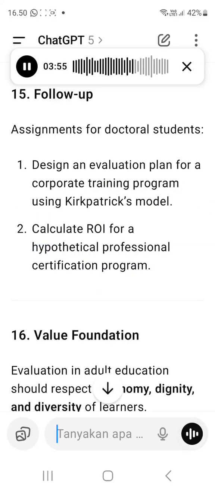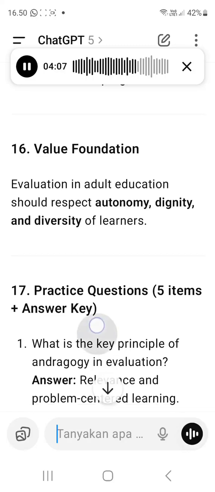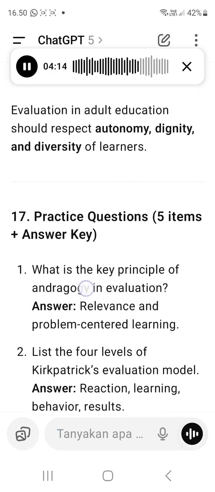15. Follow-up assignments for doctoral students. 1. Design an evaluation plan for a corporate training program using Kirkpatrick's model. 2. Calculate ROI for a hypothetical professional certification program. 16. Value foundation. Evaluation in adult education should respect autonomy, dignity, and diversity of learners.